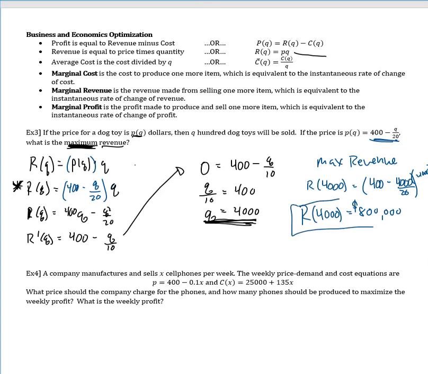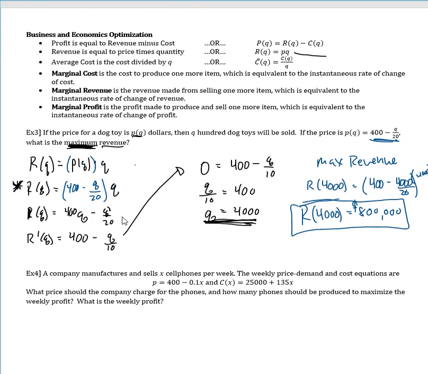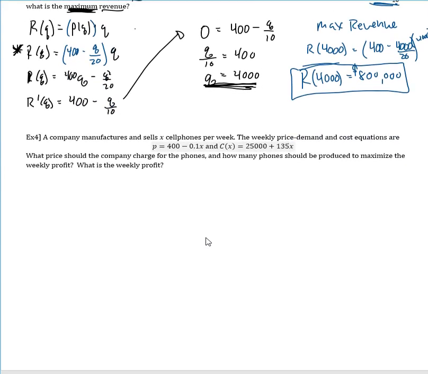So usually the business ones are a little easier than the geometry ones that we had from before, the rectangles. It's usually just use the equation and plug it in and go. All right, let's do one other. It says a company manufactures and sells x cell phones per week. The weekly price, demand, and cost equations are right here. What price should the company charge for the phones, and how many phones should be produced to maximize the weekly profit? And then what is the weekly profit?